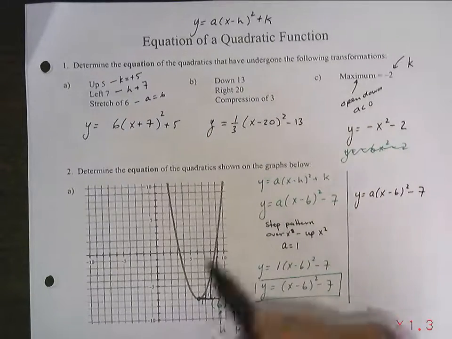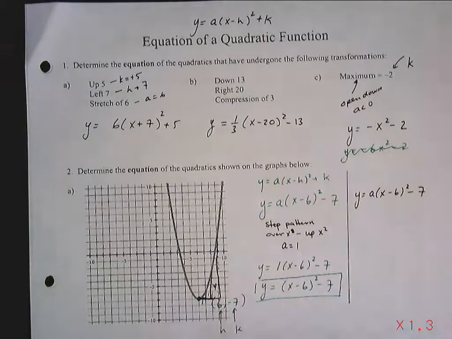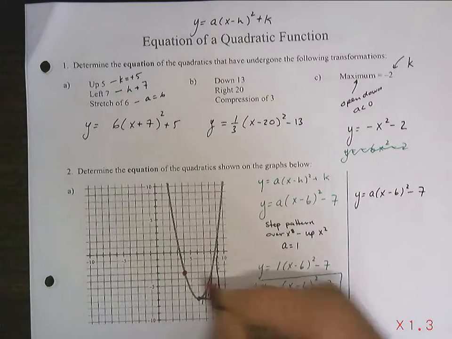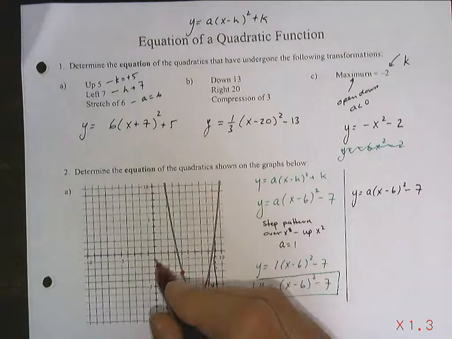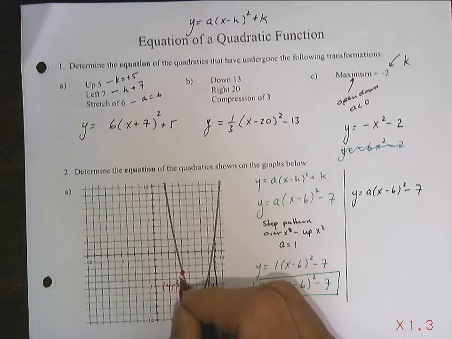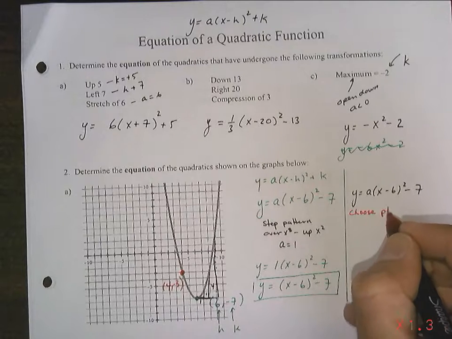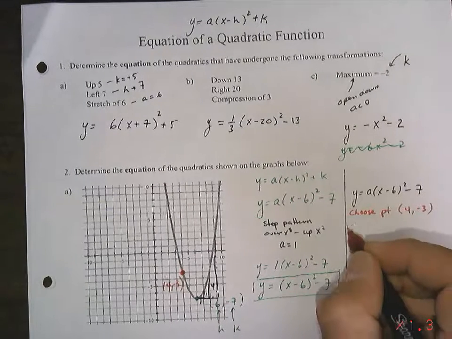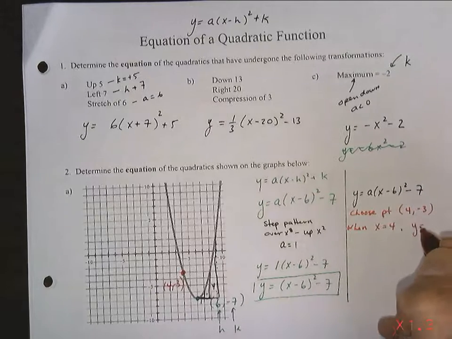Find any other point on this curve other than the vertex. I don't care what point, just some point where you're fairly accurate and can read off the coordinates. So this point would be 4 comma negative 3. I'm going to choose the point (4, negative 3). Now what does that mean? That means that when x equals 4, y equals negative 3.